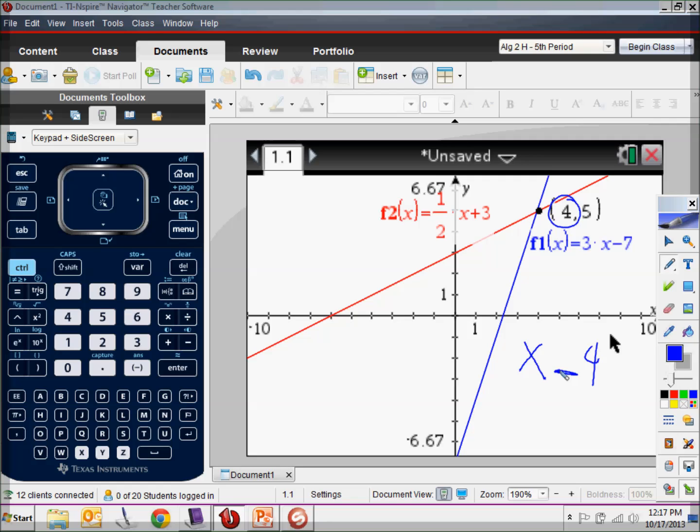So at 4, I'm looking here. When is this function greater than this function? Is it when my x values get bigger, or is it when my x values get smaller? Bigger. When my x values get bigger. So it's when x is greater than or equal to 4. And that would be the solution to this problem.